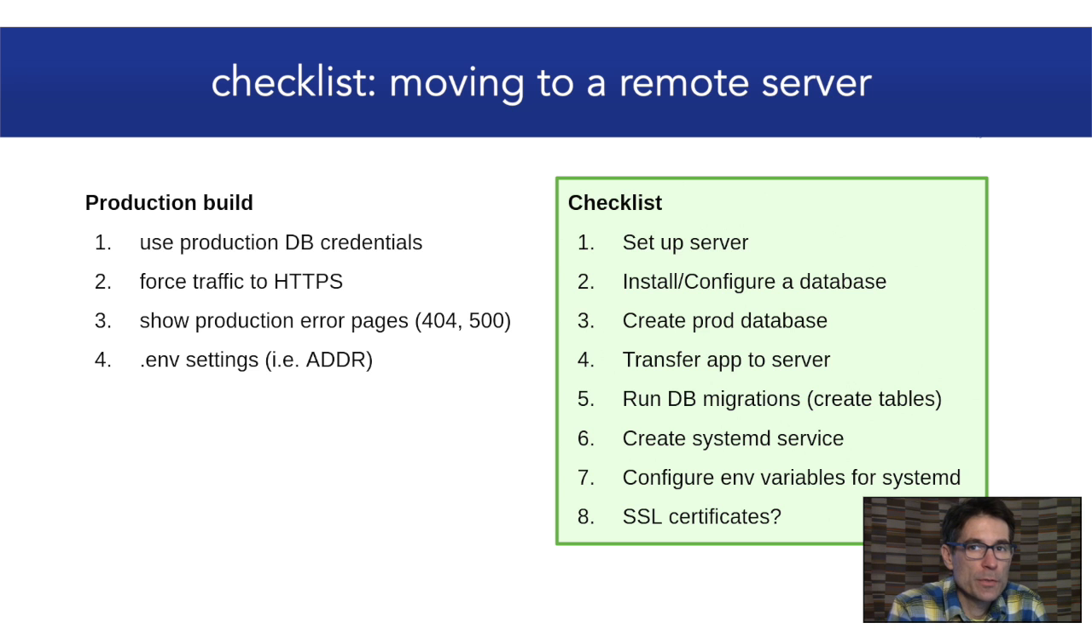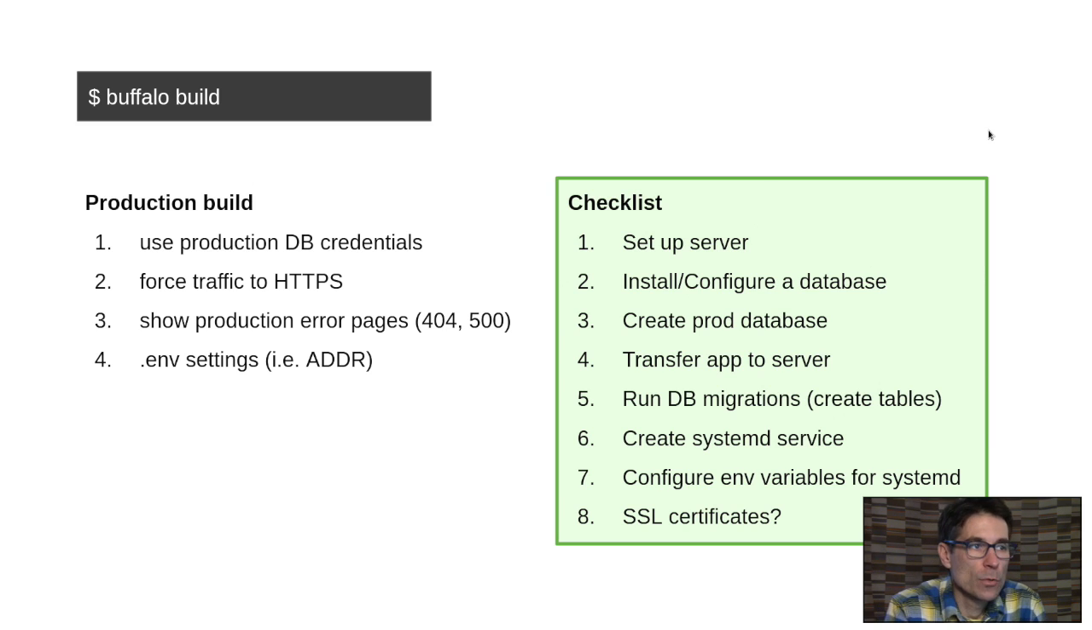Now that we know the difference between dev and production mode, let's take a look at the steps it would take to get this application moved to a server. In this first example, let's imagine we're setting up a server by ourselves. Number one is to set up the server. Ubuntu is a common Linux distribution, but there are some others. Number two would be install and configure a database. Three would be to create that production database.